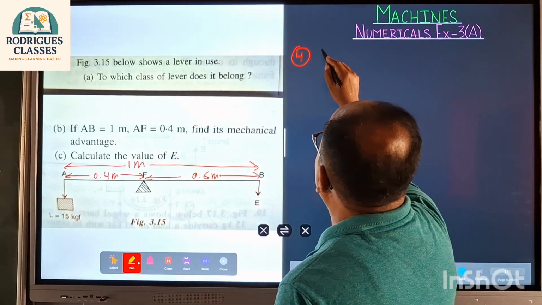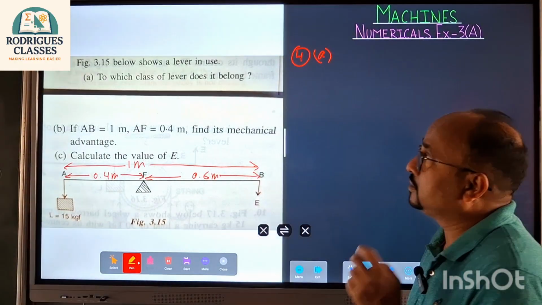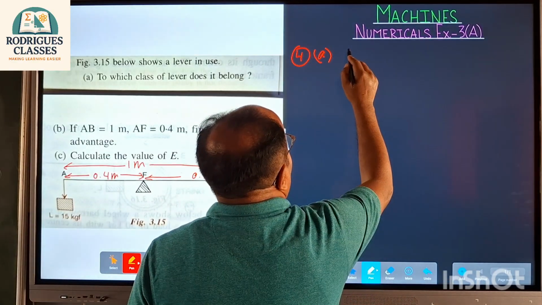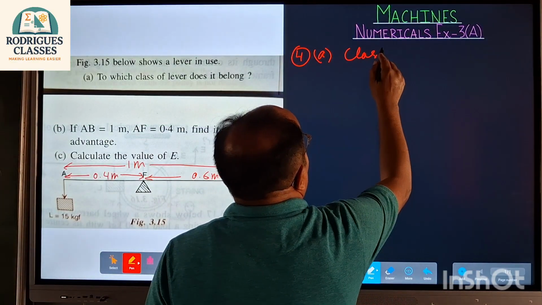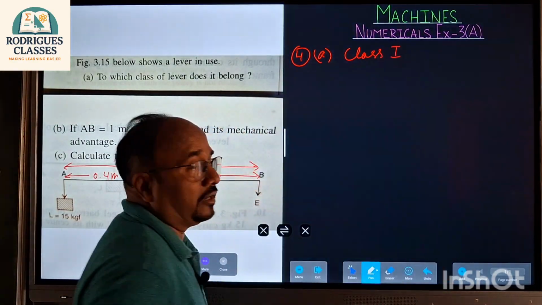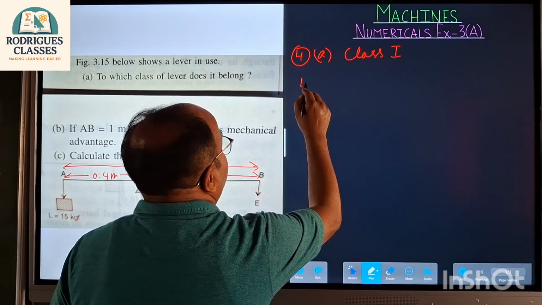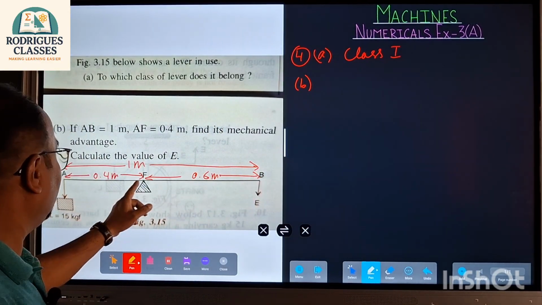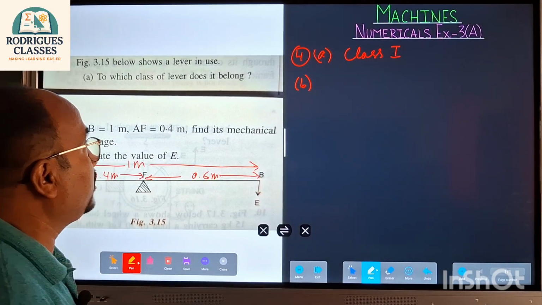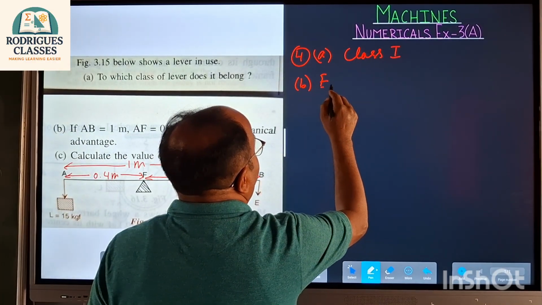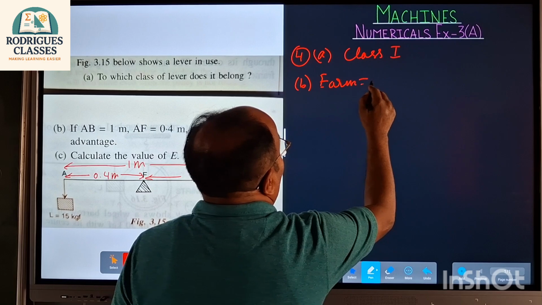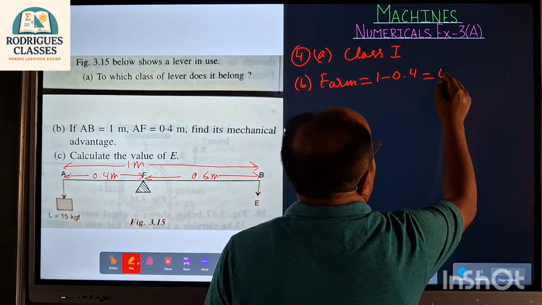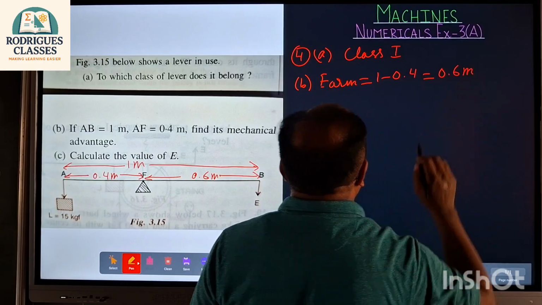First of all, in the A part, they had asked us to which class of lever does it belong. So we will write here, class 1 lever. Okay. Now let us come to the B part. So entire length was 1, load arm is 0.4. So I will write effort arm will be 1 minus 0.4, that is equals 0.6 meter.